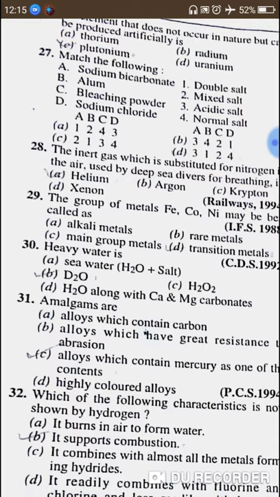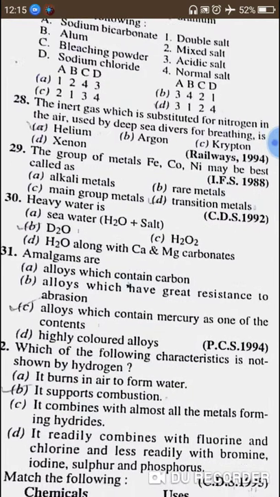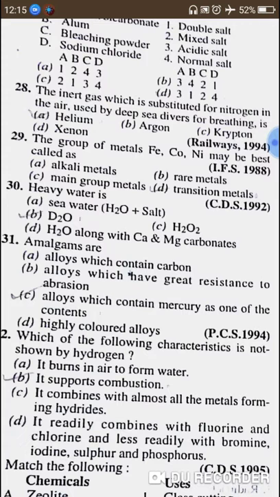Next question, heavy water is, and our answer is deuterium oxide or D2O. Next question, amalgams are, and our answer is alloys which contain mercury as one of the contents. So amalgams are the alloys which contain mercury as one of the contents, and an alloy is something which contains a mixture of more than one metal or maybe the mixture of a metal and a non-metal. Next, which of the following characteristics is not shown by hydrogen? And our answer is it supports combustion. So hydrogen doesn't support combustion.